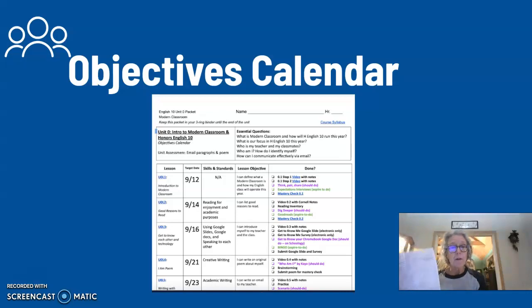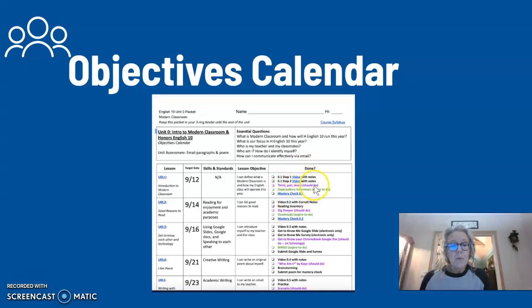Okay, now it's a little small there, but I know you have your paper copy as well. It lists a lot of information that's really important. Okay, so you have the essential questions. What questions are we answering during this short unit? This is primarily about the course and about the format of the Modern Classroom. You have your target deadlines on there, and you also see the objective and then the link to the videos, which I will have posted in Schoology.